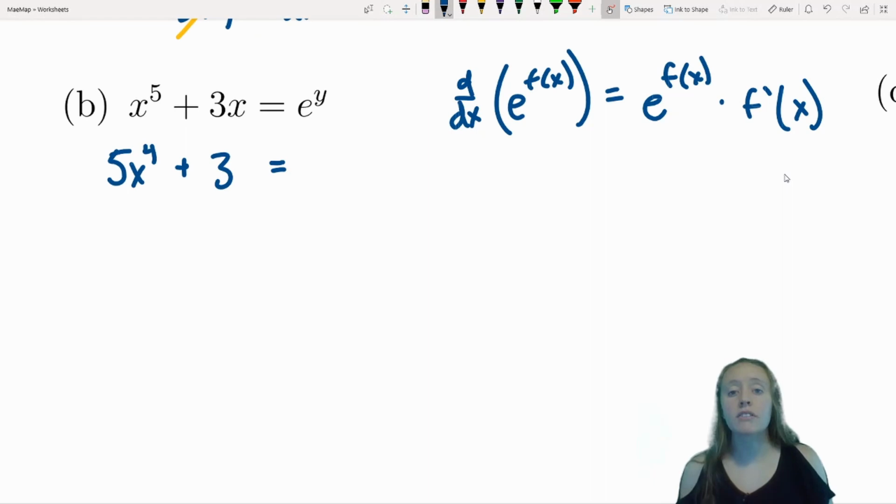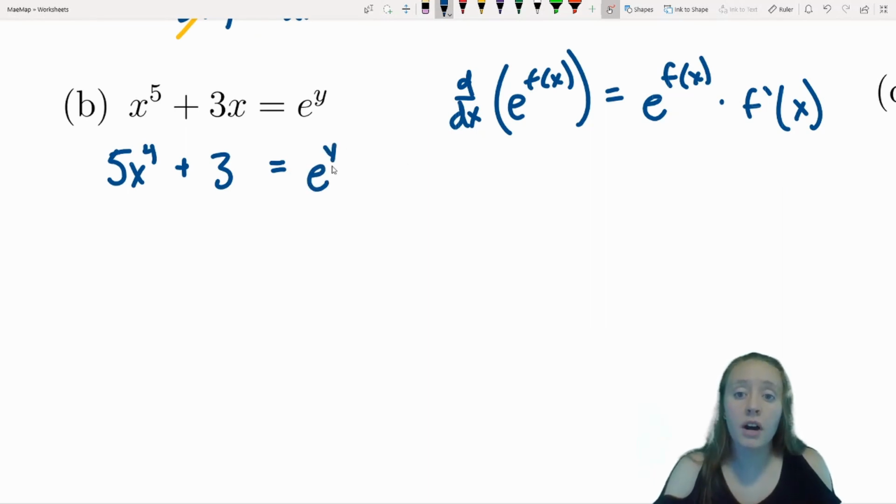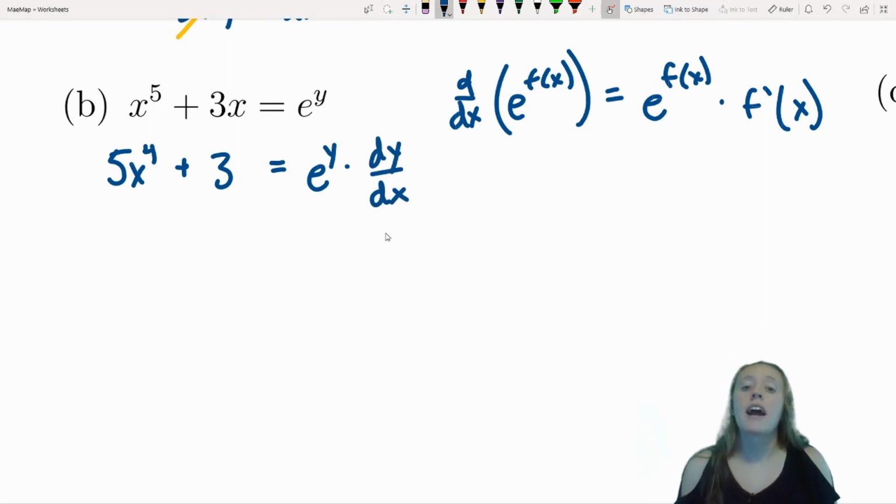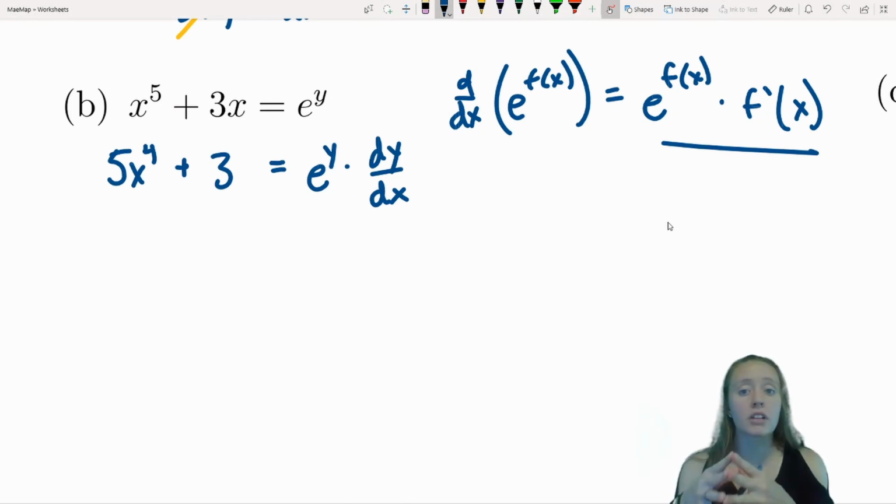So if I'm taking the derivative of e to the y, that's going to be e to the y times the derivative of y, dy dx. And sometimes, just as a note, you may want to write y as f of x, like I did over here. That's perfectly fine to write in your equation, writing y as f of x so you don't forget that it's a function of x.